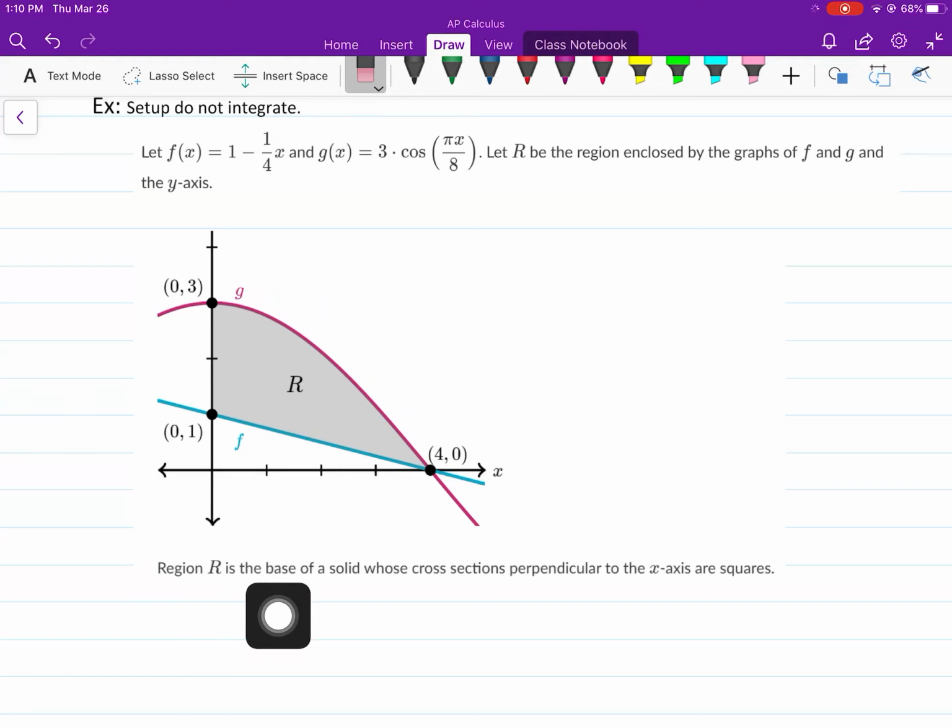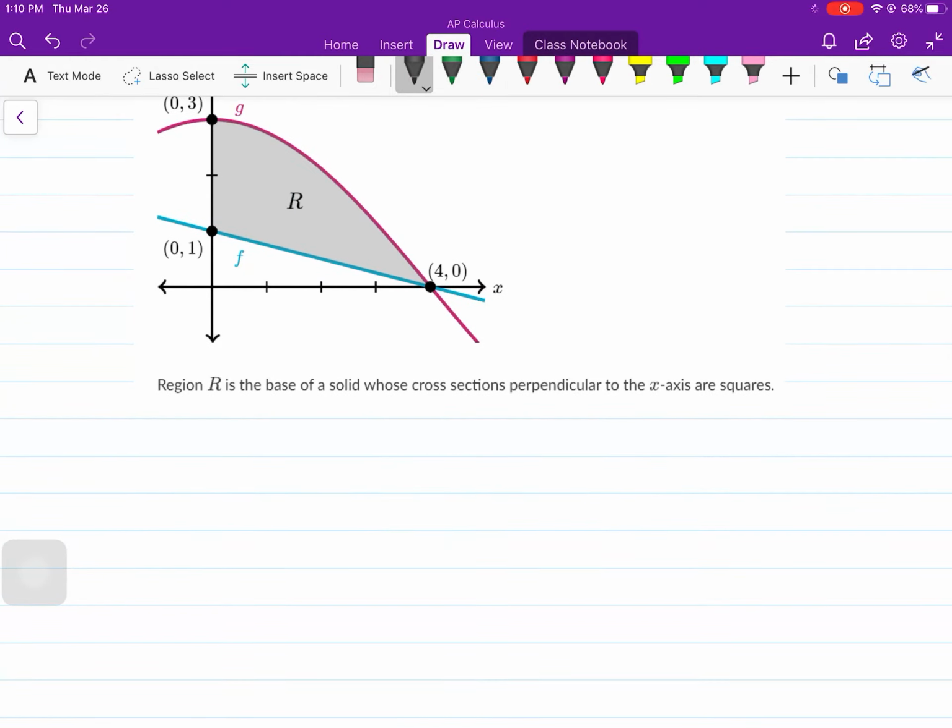And R is the base of a solid whose cross sections are perpendicular to the x-axis. So that means our shapes are going to be running this way, and we are going to integrate with respect to x. That's what that means. So since we are perpendicular to the x-axis, we're going to use the formula from a to b of A of x dx. And so let's go ahead and figure out what A of x is.